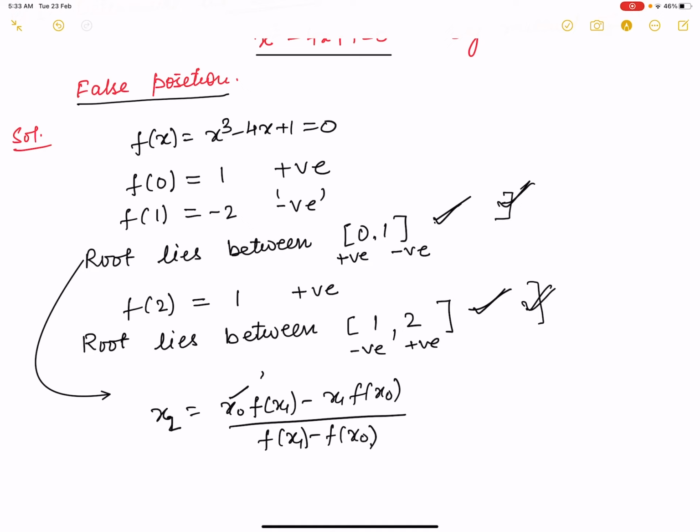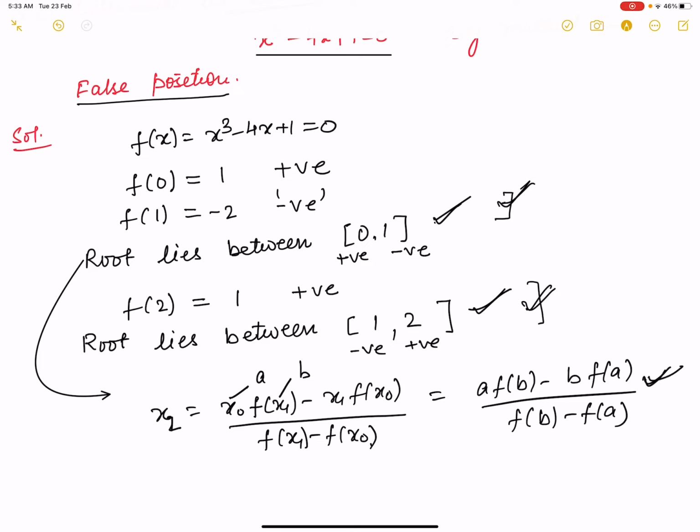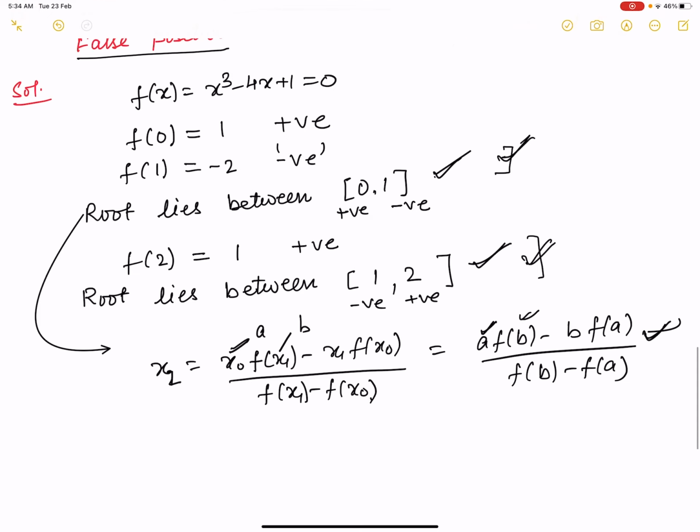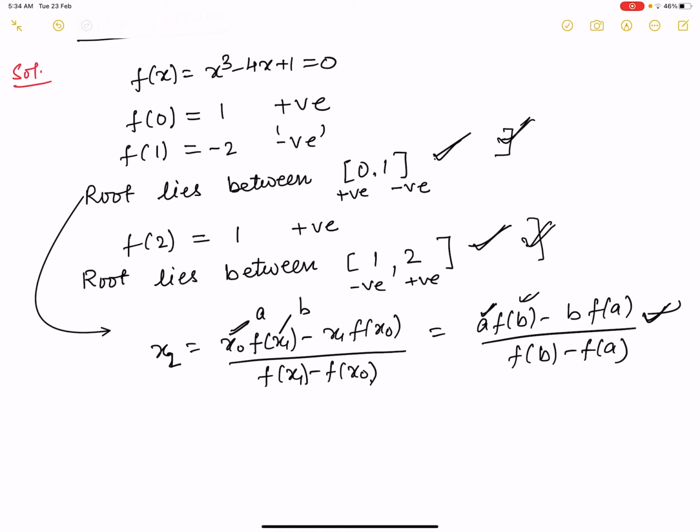If we call this A and this, say, point B, then the same can be written as x1 equals A f(B) minus B f(A) upon f(B) minus f(A). This formula you will find in many of the books. A is taken as x0 and B is taken as x1. So in this way, I can easily take x1 as A f(B) minus B f(A) upon f(B) minus f(A).